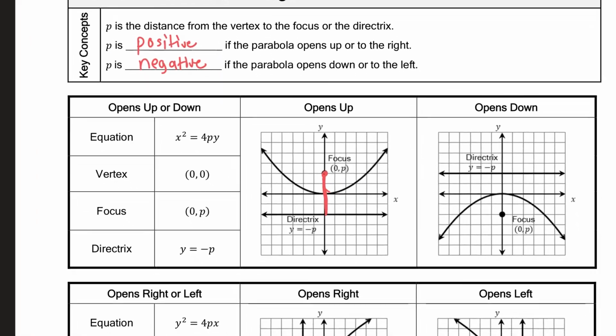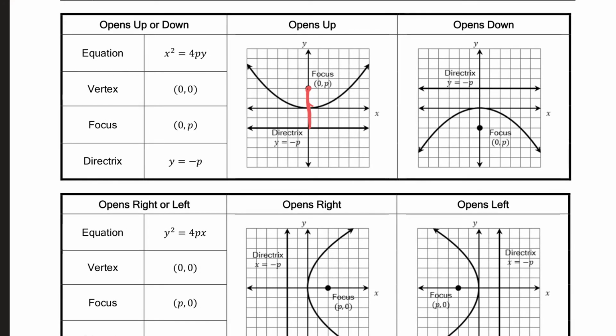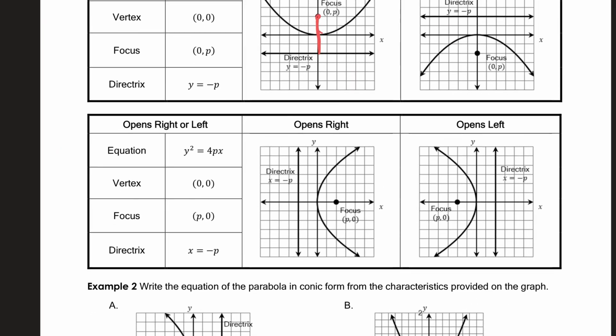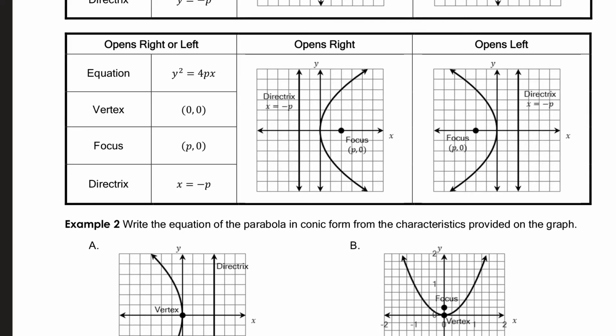So I'm going to share with you some formulas here that you're going to have to get used to. If the parabola opens up or down, you have x squared equals 4py, and the vertex is (0, 0), the focus will be (0, p), the directrix will be y equals negative p. And then if the parabola opens left or right, we can write the equation as y squared equals 4px, and that's if we have the vertex at (0, 0), and of course the focus will be at (p, 0), and the directrix is x equals negative p.